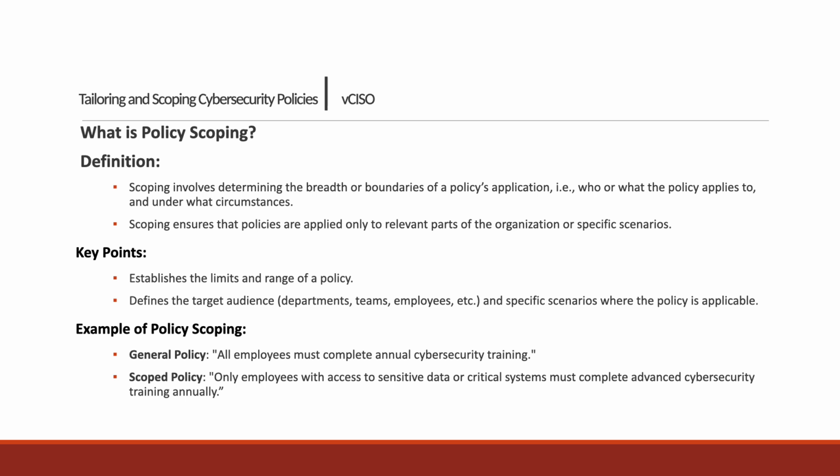But what about scoping? Scoping means who the policies are applied to. The border and range are defined, defining the target audience: departments, teams, and employees. A general policy says all employees must complete annual cybersecurity training. A scoped policy says only employees with access to sensitive data or critical systems must complete advanced cybersecurity training annually. Maybe advanced covers business continuity, disaster recovery, or incident response.